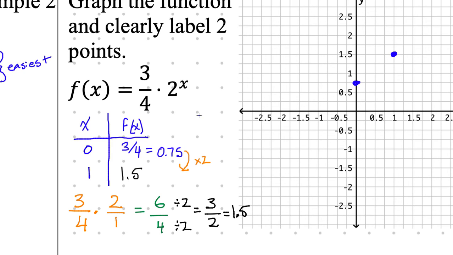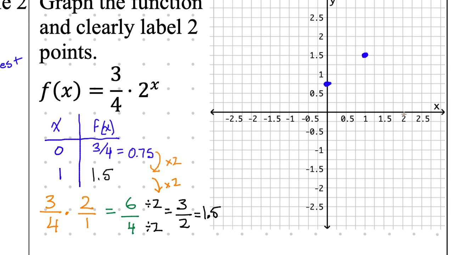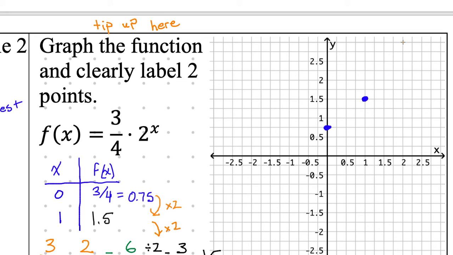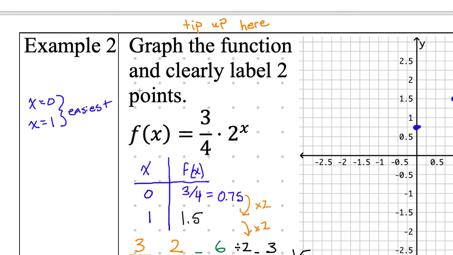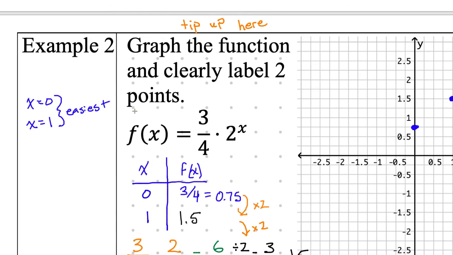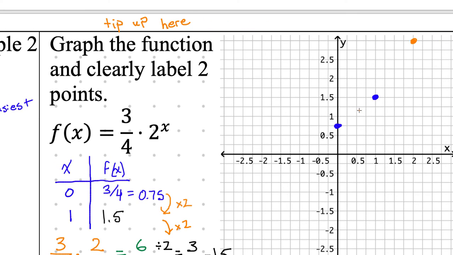I could do this process again. I can say, okay, well, if I multiply this again and I want another coordinate, I'd multiply by 2. 1.5 times 2 is 3. And I can go to 2, 3, which is right here. But I don't need more than 2 points. On Khan Academy, graph 2 points, and generally speaking, the easiest are going to be x is equal to 0, x is equal to 1, and you'll get your 2 points that way.